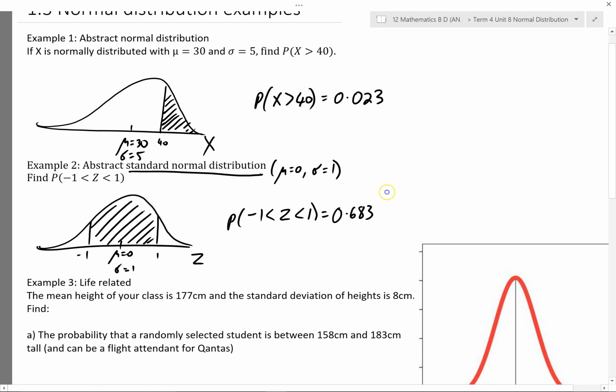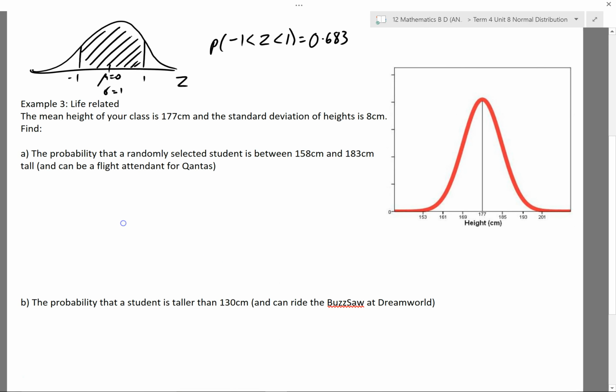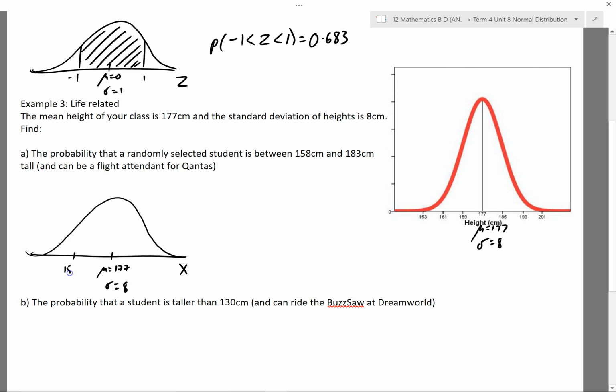Now we can look at a life-related example relating to the heights of students in our class. So we know we've got a mean of 177 and a standard deviation of 8. Find a probability that a student is between 158 and 183. And can be a flight attendant for Qantas because that's their limits. So here's my X values. Mean of 177, standard deviation of 8. I want to go between 158 and 183. I'll find this shaded area.